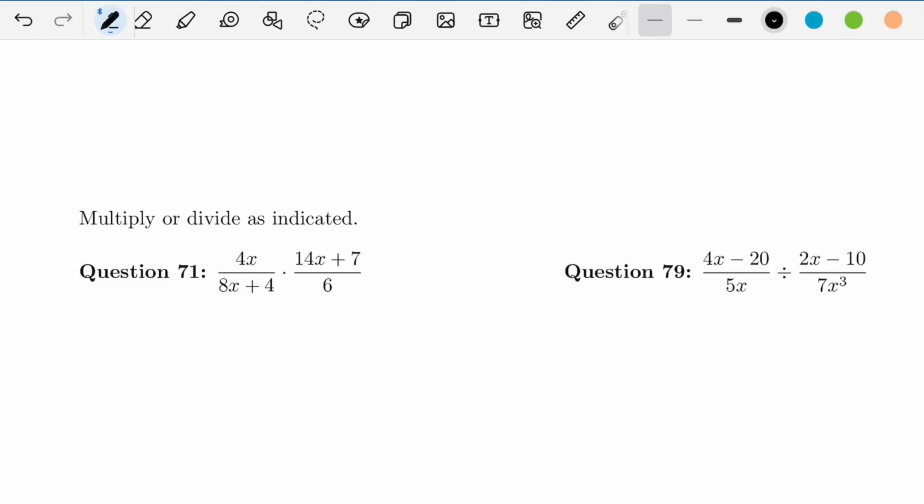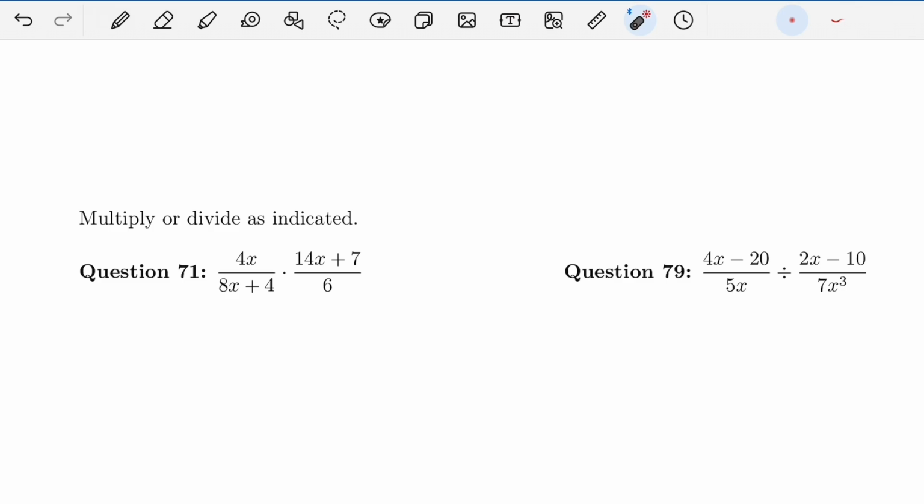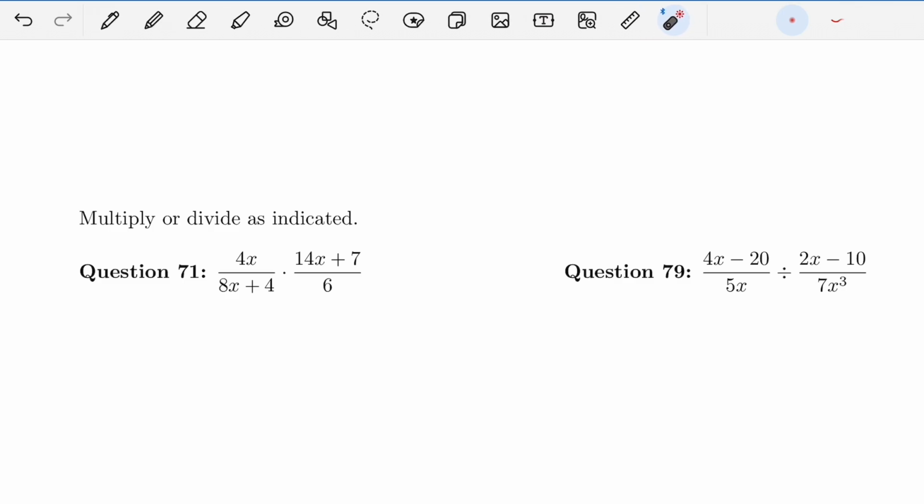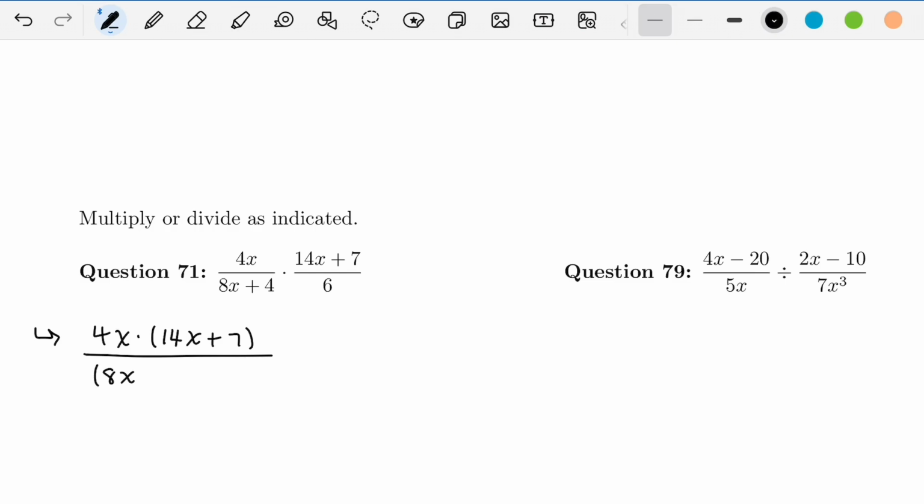Now, even when we're multiplying or dividing these rational expressions, it's always a good idea to factor these guys and see what can cancel. So for this first example here, we want to multiply these two rational expressions. We know when we're multiplying fractions, we can just multiply straight across. So this will be 4x times 14x plus 7, and then 8x plus 4 times 6.